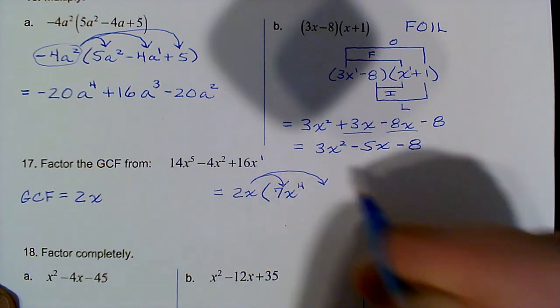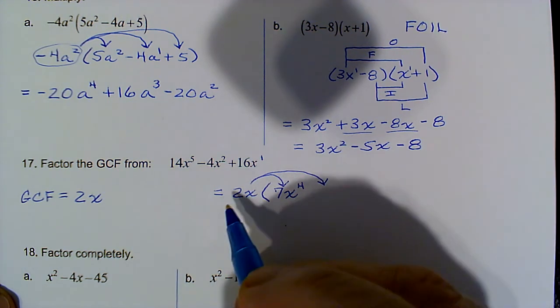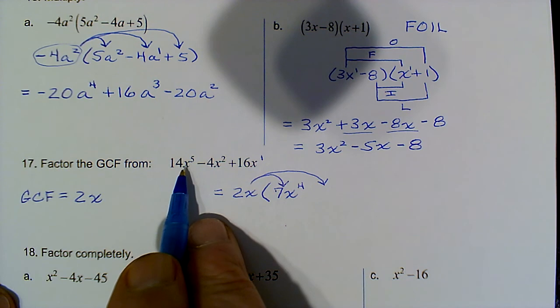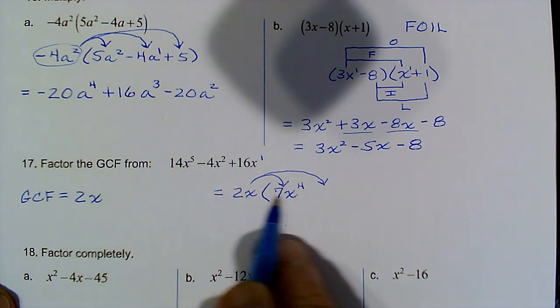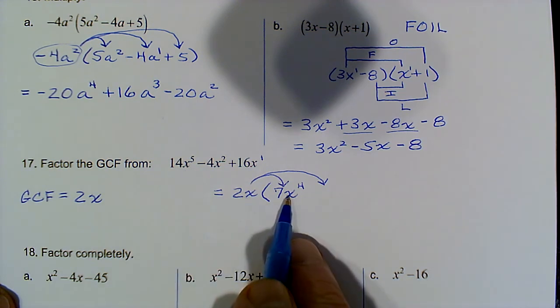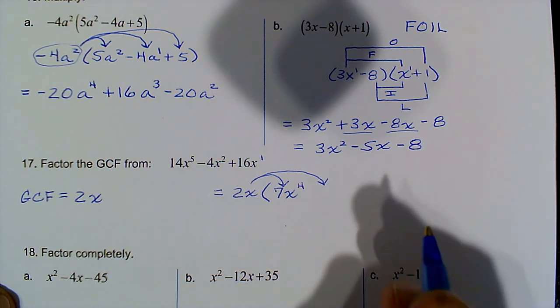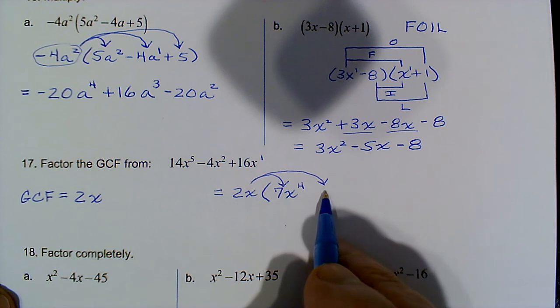Distributing, again, we're reverse distributing. You can think about this as division, as I've talked many times. You could have thought of this as 14x to the fifth divided by 2x. 14 divided by 2 is 7, and x to the fifth divided by x to the first is x to the fourth. But I'd like to think about it as reverse multiplication again.